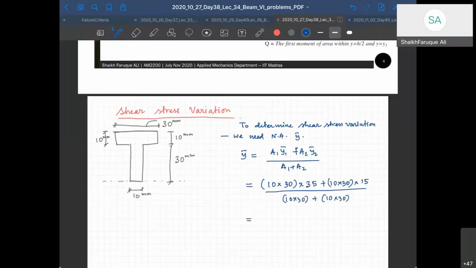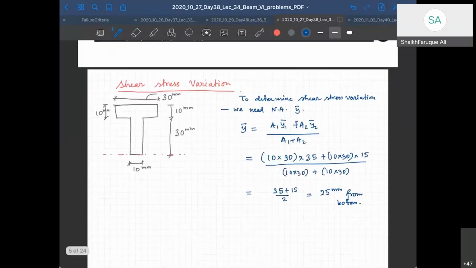So I can take 10 into 30 common and that cancels. So it will be 35 plus 15 by 2, equal to 25, right? From the bottom. Is that correct? Yeah, thanks. Very nice. Somebody has done it. So the neutral axis is passing through this point. Neutral axis, right?